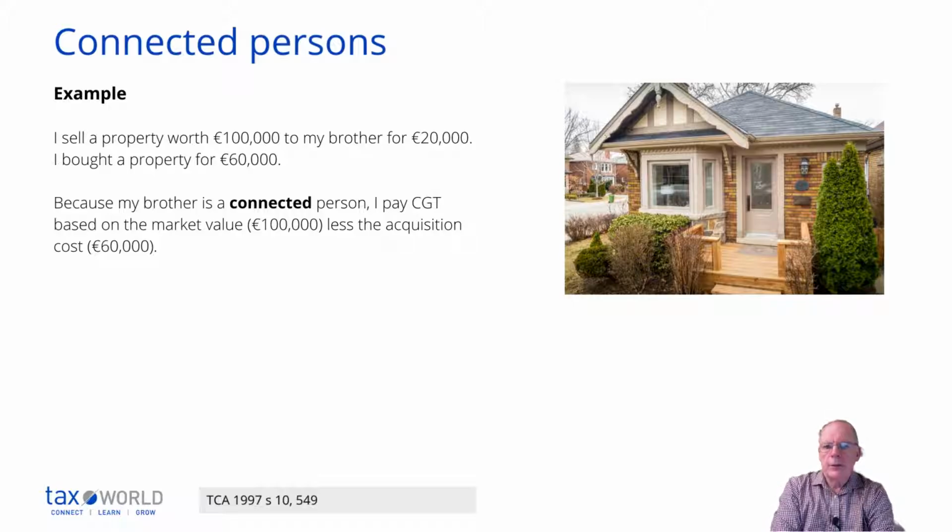So what's the point of all this? Well, the point of it all is to catch transactions between connected persons and ensure that tax is properly charged. So, for example, if I sell a property worth 100,000 to my brother for 20,000 and I bought the property for 60,000, in that case I'm selling a property to a connected person, my brother, and I pay CGT based on the market value less the acquisition cost of 60,000.